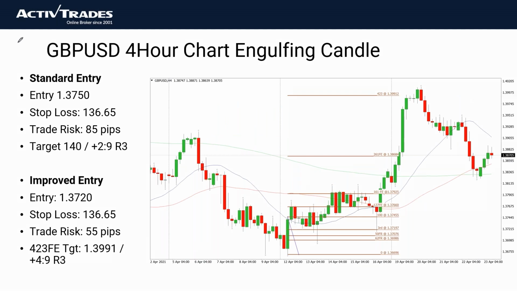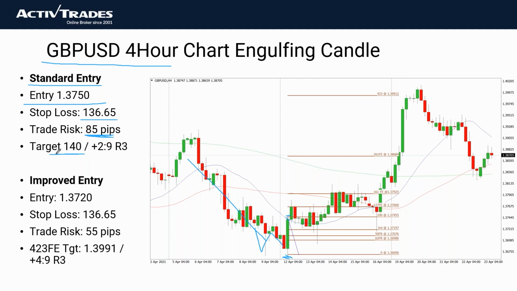Another example here, pound against dollar on the 4-hour chart. The price had been in a downtrend, and then that downtrend was ended by what was basically a double bottom, finished with a really big bullish engulfing candle. It's also a bullish key reversal candle as well. But it's a big candle. If we have our standard entry, it would be 137.50, just above the highs of the candle. Stop loss beneath the low of the candle at 136.65. So our trade risk, the difference between your entry and stop, is 85 pips.